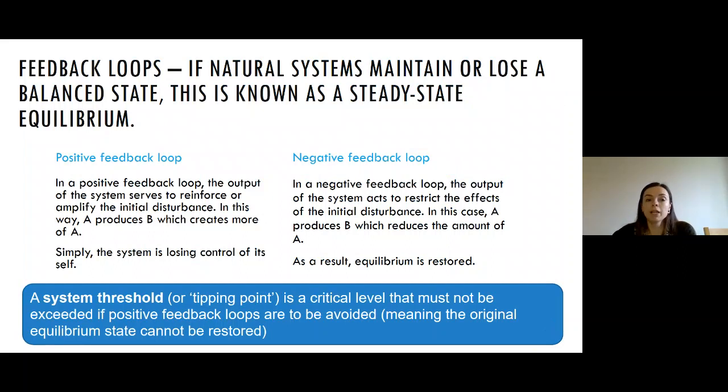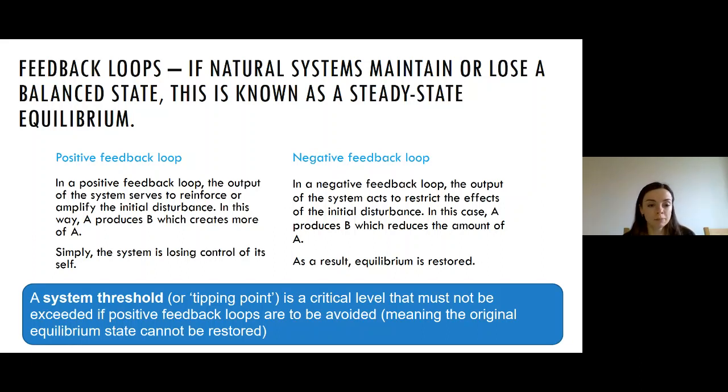Feedback loops. If natural systems maintain or lose a balanced state, this is known as a steady state equilibrium. Right, there's something called a positive feedback loop and a negative feedback loop. Please don't associate the word positive with good, happy, and negative as being bad, okay? They have very different meanings and they can sometimes get a bit confusing.